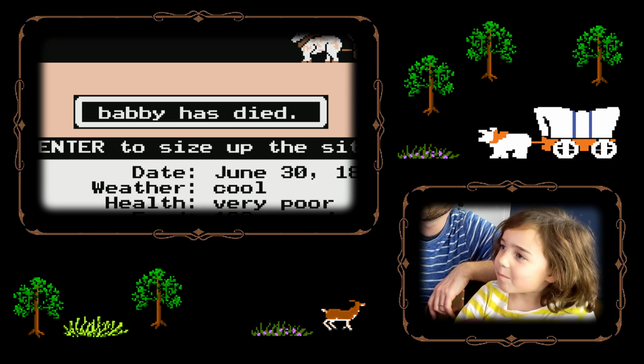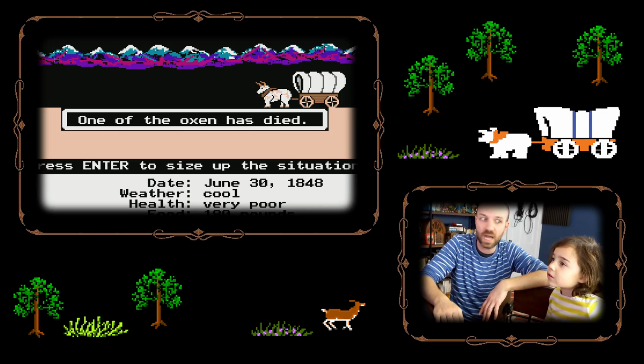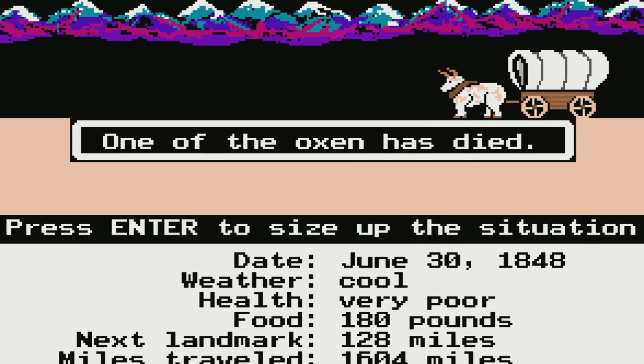Baby has died. I have no idea what that is. Baby has died. Start the game over. She's a baby. How could she die? I know, it's too sad. One of the oxen has died too.